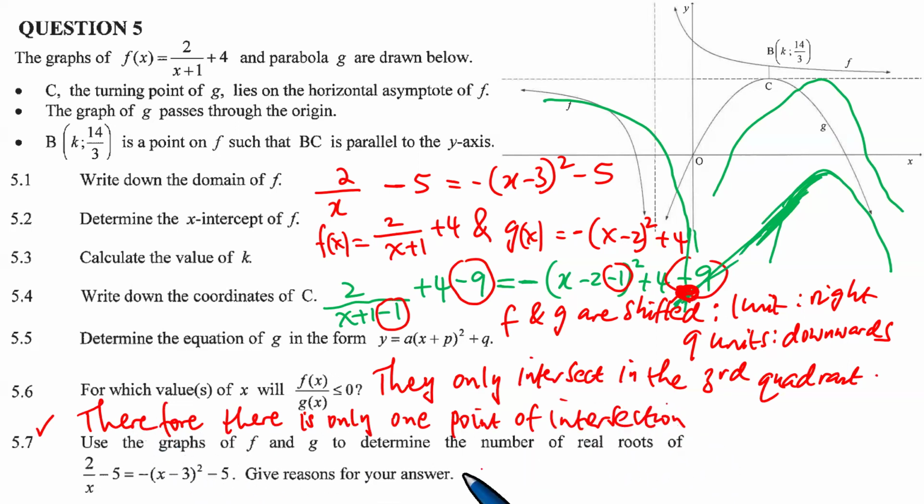And the conclusion, therefore, is that we use the graphs to determine the number of real roots. And therefore, we have 1 real root. So in the end, we have 1 real root, because the question was, determine the number of the real roots of this equation. So there's only 1 real root.